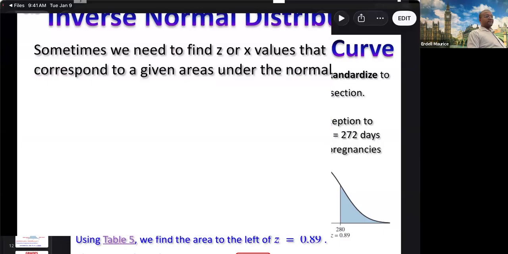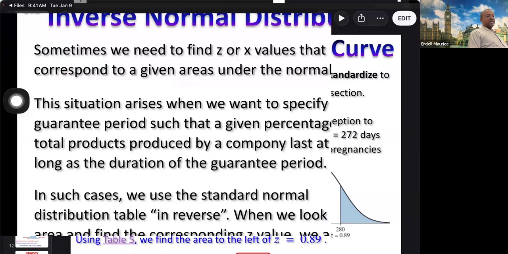Of course, SALT handles this easiest. Sometimes we need to find the X or the Z values corresponding to a given area. In those situations, what we are doing is finding the inverse of the normal probability distribution. Questions there? Okay.